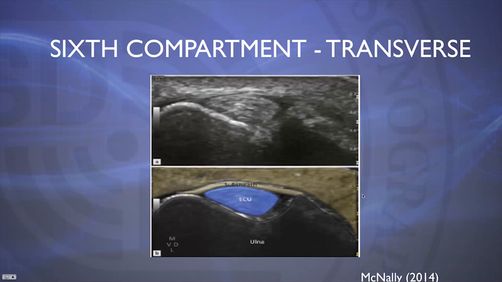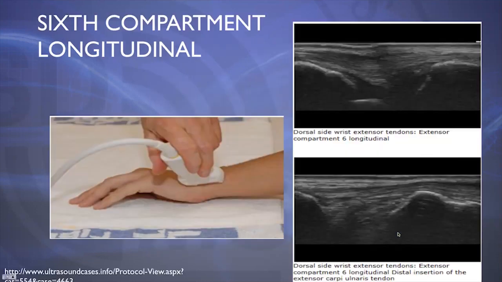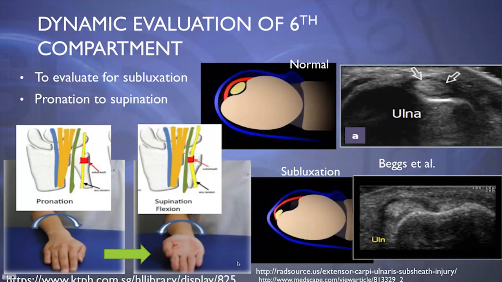And then looking at a dynamic evaluation of the 6th compartment, we may be asked to do a dynamic assessment to evaluate for subluxation. In order to do that, we'll have to try to have the patient, while you're scanning, move from pronation to supination or supination to pronation. And the point with that is to see if the ECU is going to stay put in this little groove in the ulna, or if it slips out of its sheath and moves out of its groove and therefore subluxing. We'll want to be looking at that and evaluating for that.